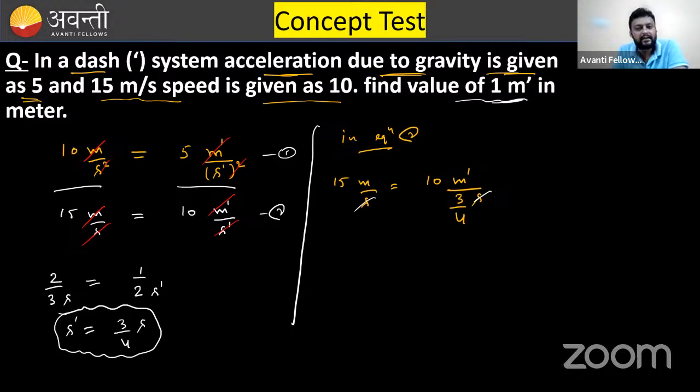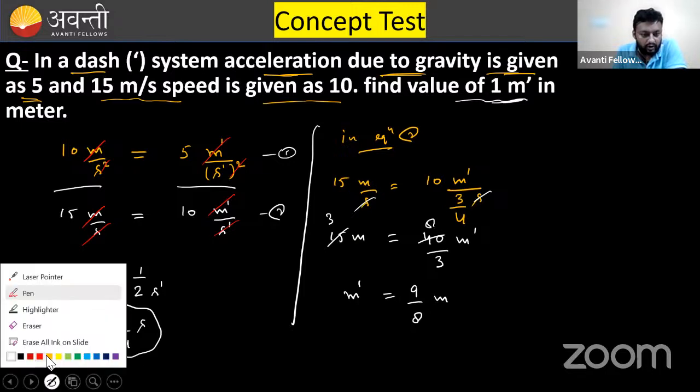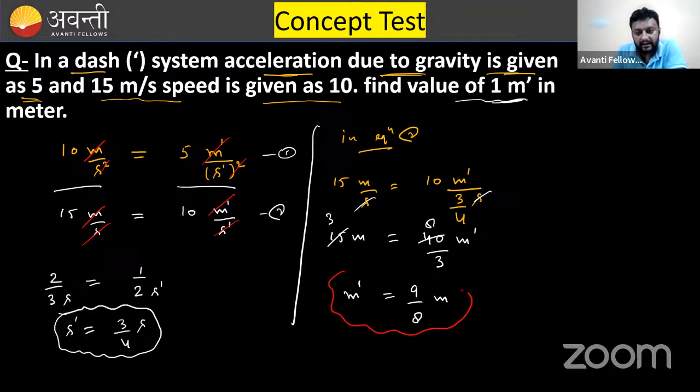Second and second will be cancelled. Clear? So it will become 15 meter is equal to, this 4 will go in the numerator, that is 40 meter dash by 3. So meter dash will be how much? Can anyone solve it? 5 3s are 15, 5 8s are 40, that is 9 by 8 meter. So what you got is that 1 meter dash is equal to 9 by 8 meters.